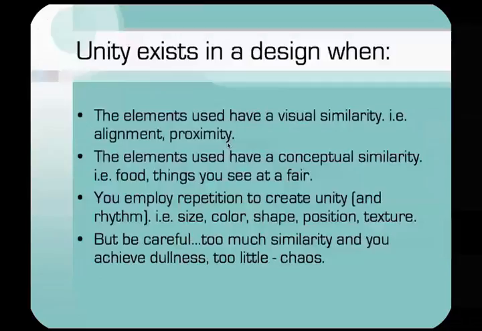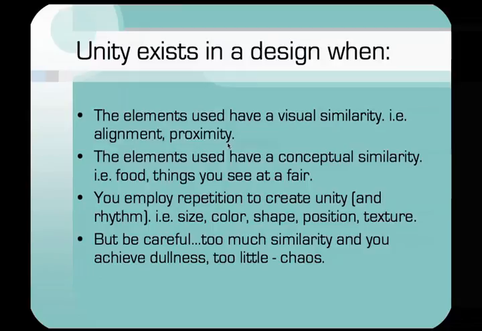Now you can create unity in a design when the elements used have a visual similarity. For example, they're aligned or they're next to one another. Or the elements used have a conceptual similarity. They're all things to do with food, things you see at a fair, things that you see in an airport, things that you see at home, things you see at school, things you see in your car, things you see when you're on the highway. You can also employ repetition to create unity and rhythm. For instance, you repeat the size of certain elements, color, shape, position, or maybe texture throughout a design.